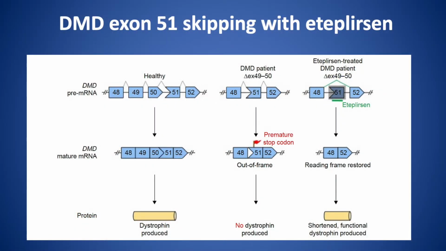Okay, so exon 51 skipping was conditionally approved in the US in 2016. To target exon 51, they designed antisense oligos against exon 51 here, so it can produce truncated dystrophin. So in a DMD patient, for example, if you have exon 49 to 50 deletion, it's out of frame. Exons 48 and 51 don't fit together. But after exon skipping, exons 48 and 52 fit together. So it leads to shortened but functional dystrophin proteins.